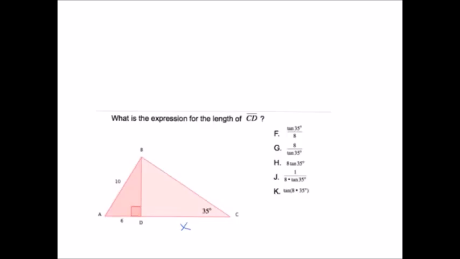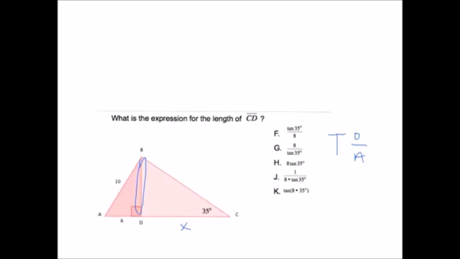So from SOH CAH TOA, tangent was TOA, and that stood for the opposite over the adjacent side length. So this is the opposite side length right here, side length BD, and the adjacent side length is actually our X. It's next to the 35 degrees. So it looks like we need to figure out the opposite side length here.